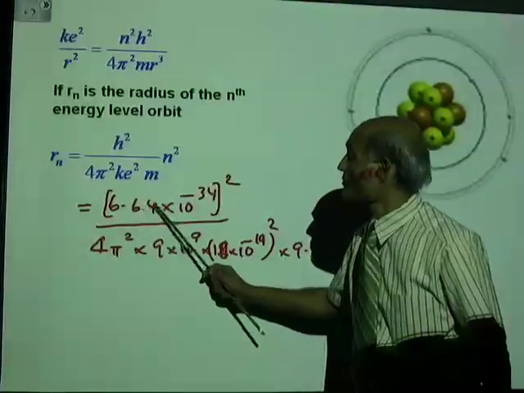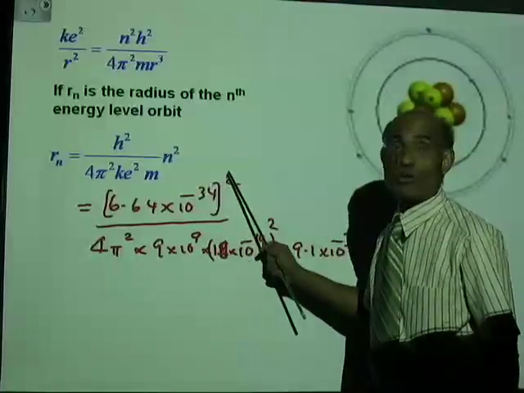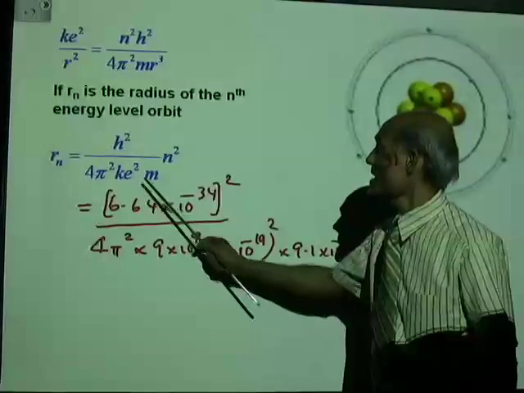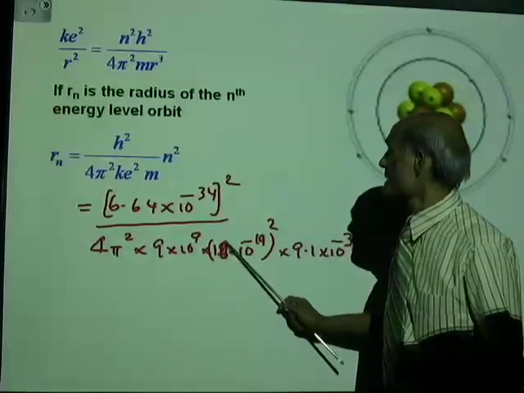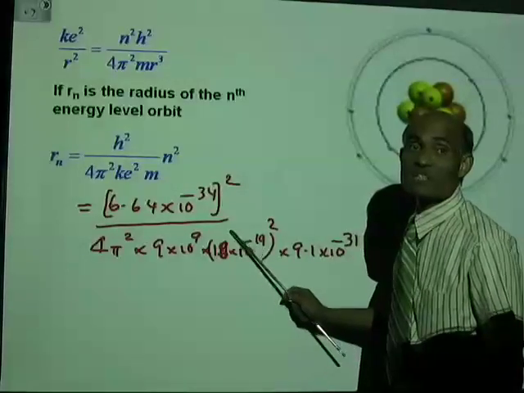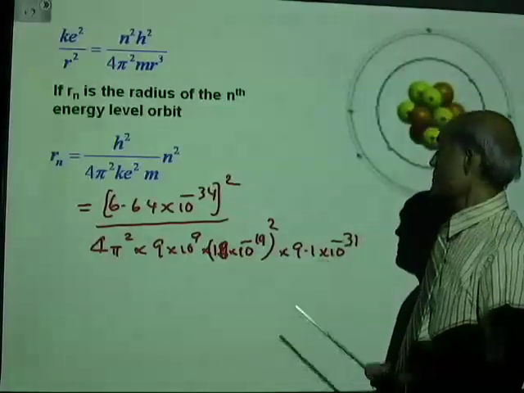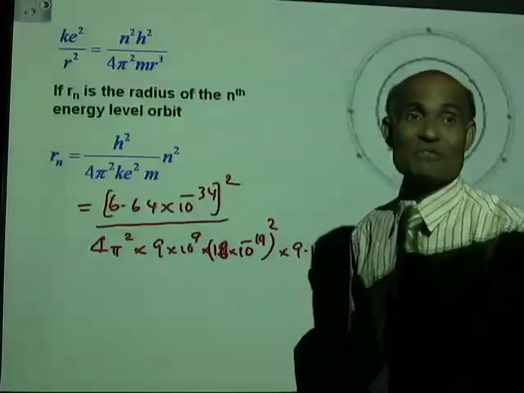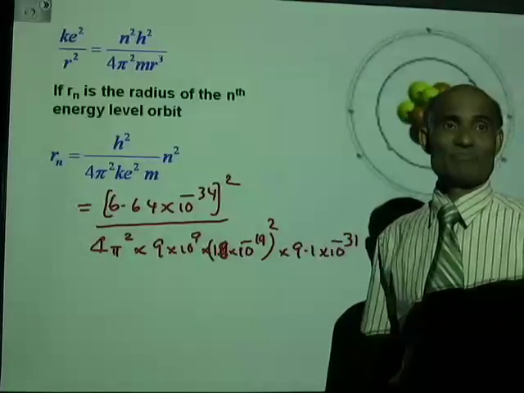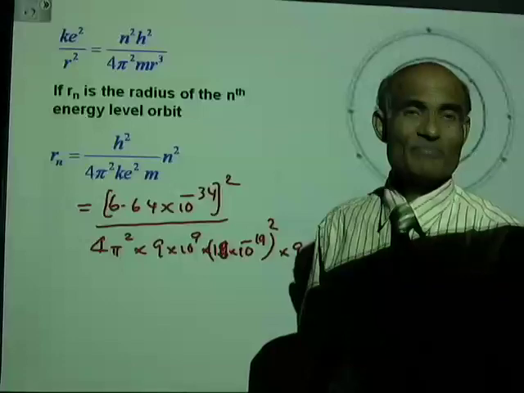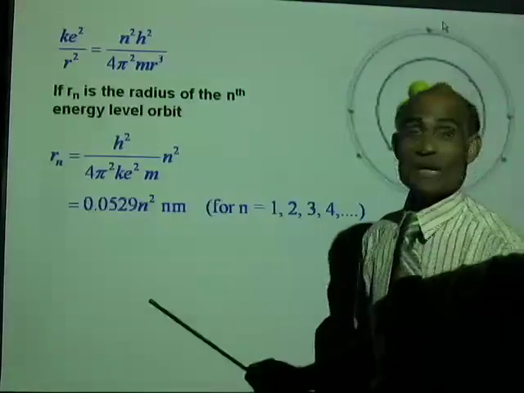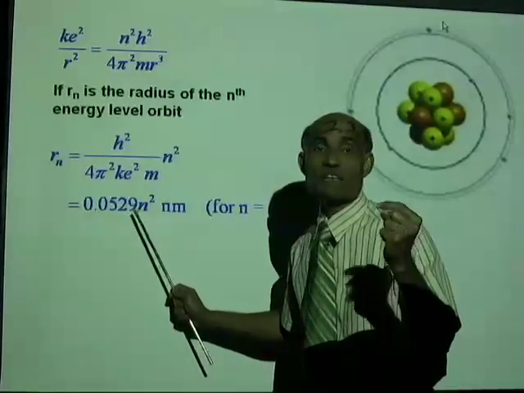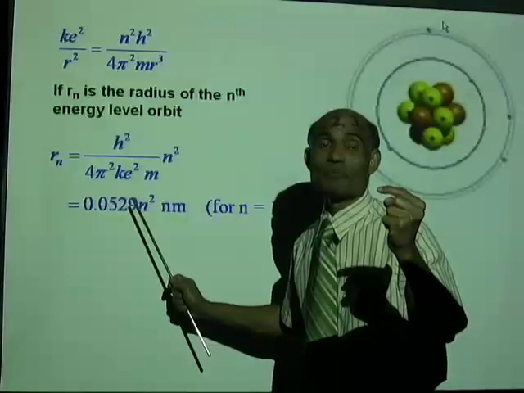h is 6.64 times 10 to the negative 34 and square it, divided by 4 pi squared. k is 9 times 10 to the 9. e is 1.6 times 10 to the negative 19 and square it, times m, the mass of the electron. And what does that give you? Well, did you get it as 5.29 or 5.3 times 10 to the negative 11 meter?